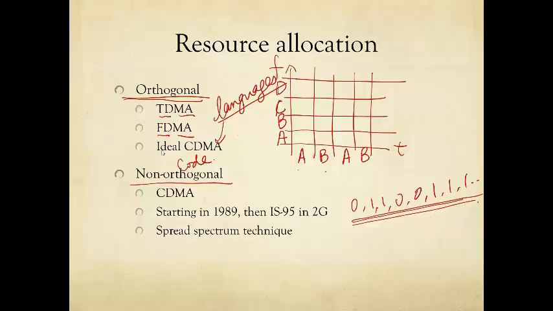Now, of course, it is only an orthogonal resource allocation if these codes are ideal, in the sense that they can perfectly differentiate the conversation. Just like in languages, sometimes the same pronunciation is valid in different languages. They just may have different meanings in different languages. In practical CDMA, it's actually non-orthogonal. There will be interference still.